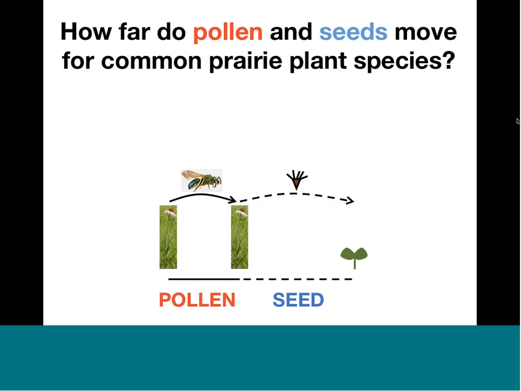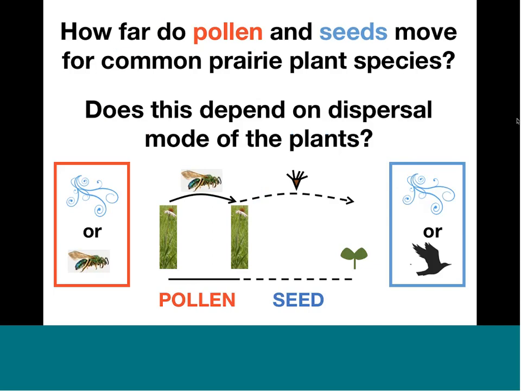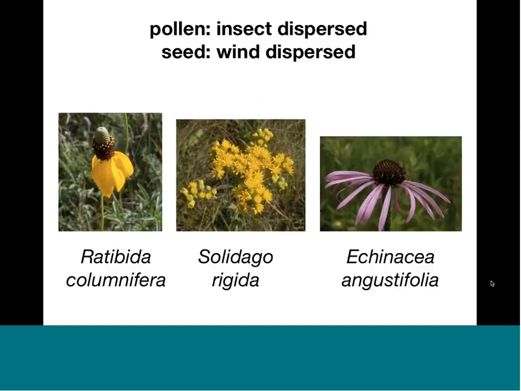And our big question that we're trying to answer is how far do pollen and seed move for common prairie plant species? And we want to know if this dispersal depends on the dispersal mode of the plant. So you can again have pollen that moves by either wind or insects over here, and you can have seed that either moves by wind or animals eating seeds and excreting them or sticking to fur, etc. And so for the first year of the project, we focused mainly on 3 species that moved by pollen by pollinators and seeds by wind. And these are the species that we focused on in the first year. And this, by the way, was last year.